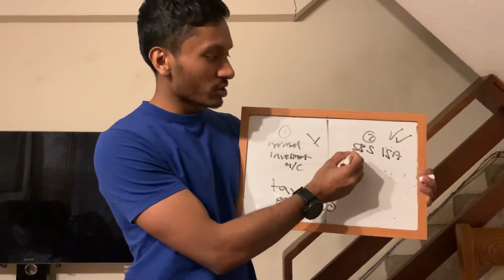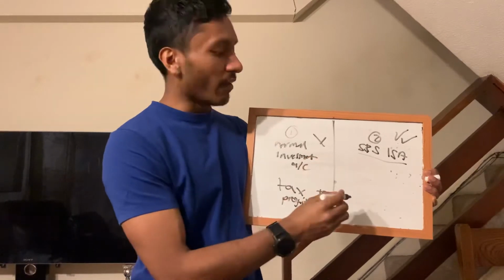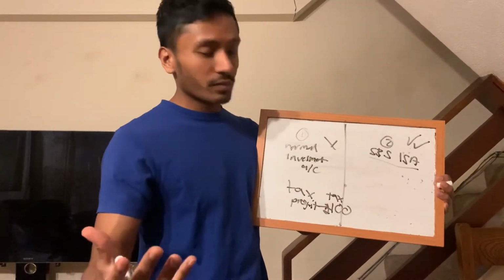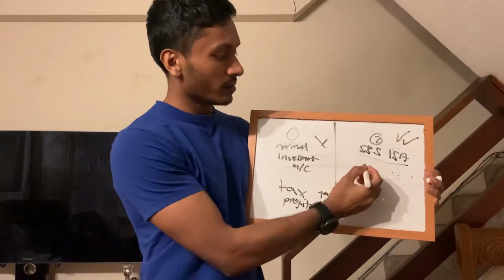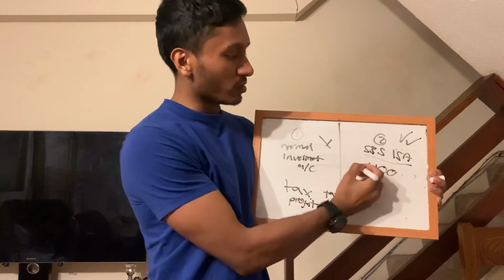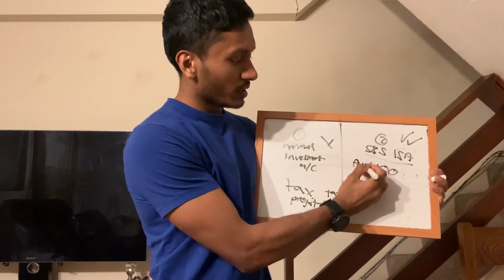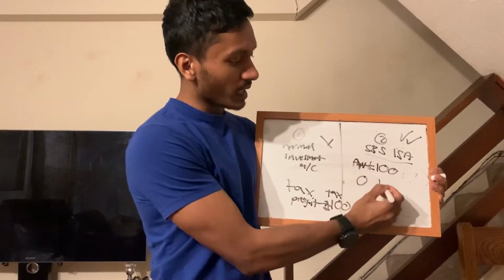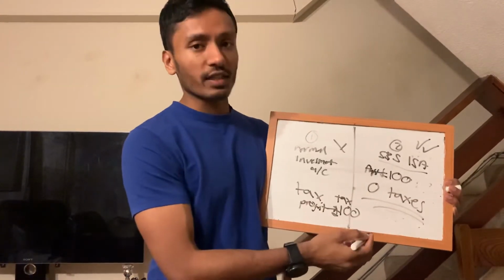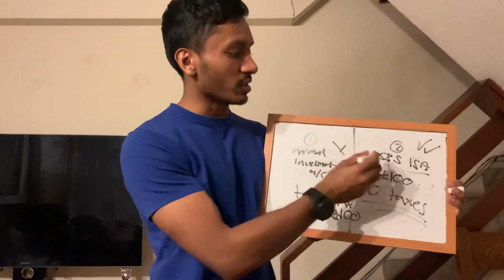Now, if you put it in a stocks and shares ISA, then you get to fully keep and completely hold on to the £100 of profit. So there are 0 taxes. And so you can clearly see the benefit of having your investments in a stocks and shares ISA.